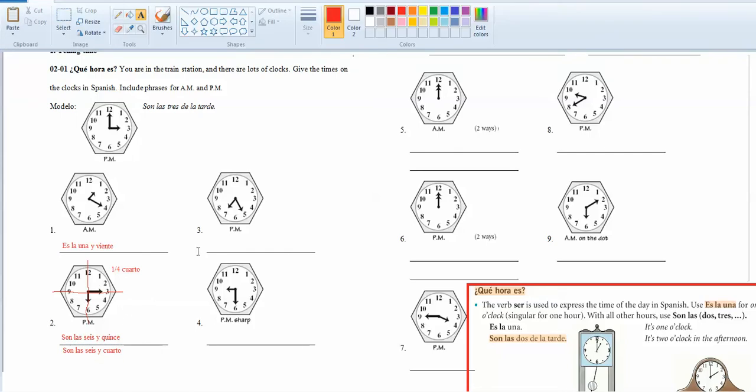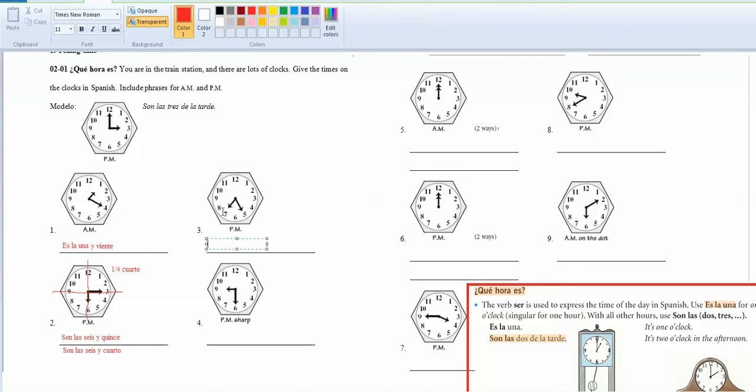Okay, so if we go up here, let's keep practicing. Here it is 7:25.